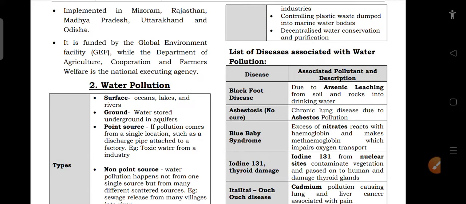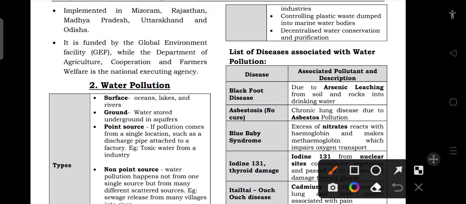Hey guys, let us continue with our environmental series. We are doing the environmental pollution part, and let's continue with water pollution. So, what are the types of water pollution?